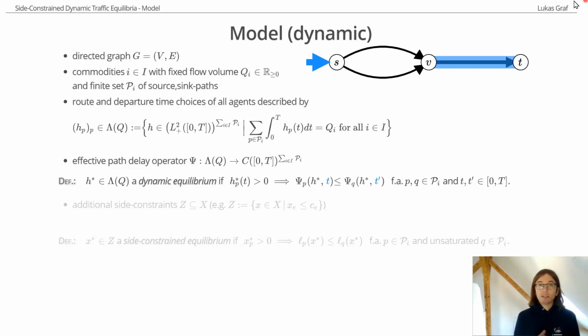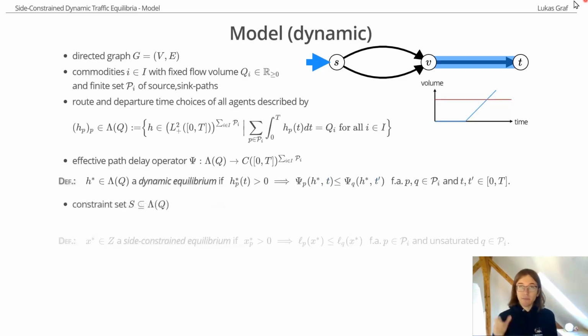And what we now want to do is combine these two ideas of side constraints from the static case and the definition of dynamic equilibria, the dynamic case. And so we again start off with the idea of having some side constraints, right? For example, a limit on the volume of flow at a certain edge, which is now also a function over time, but could also be different things. And at the end of the day, the important point is this limits the set of feasible path inflows, so the set of feasible strategy profiles.